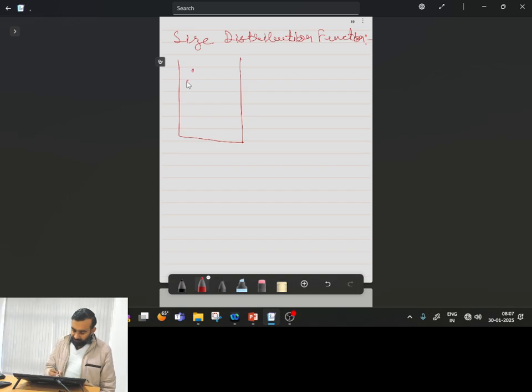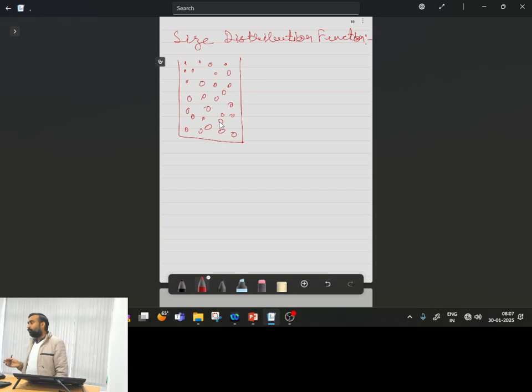Then we will find that a large number of these particles will be present within the system. Of course, the sizes of particles can vary over wide length scales. So we need to characterize our system, that is, what distribution of different sizes is present in the system. For that purpose we go for the size distribution function.